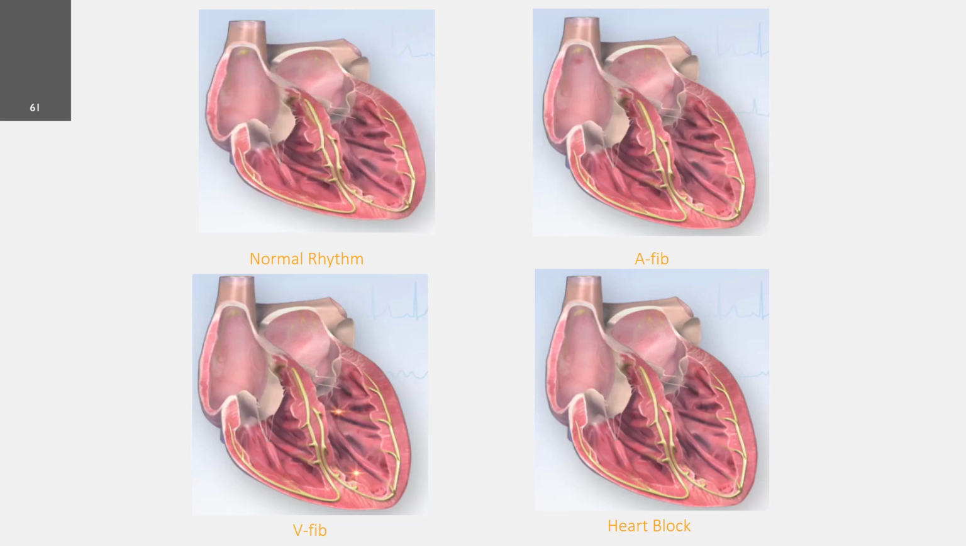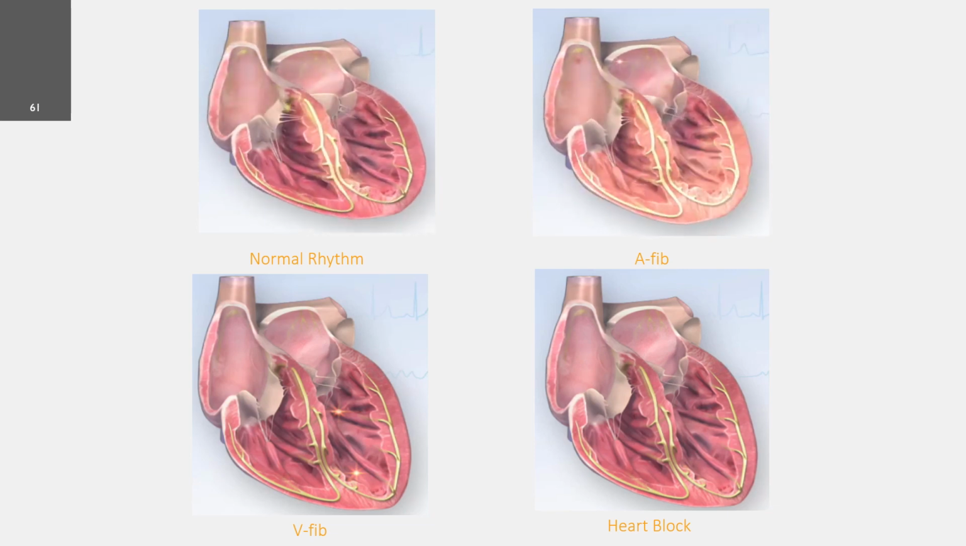Here you can see a normal rhythm. Here is atrial fibrillation, also known as AFib, where the atria are quivering. Here is ventricular fibrillation, which is the most dangerous or deadly, where the ventricles are quivering. And here is a heart block, where there is an interruption in the conduction.